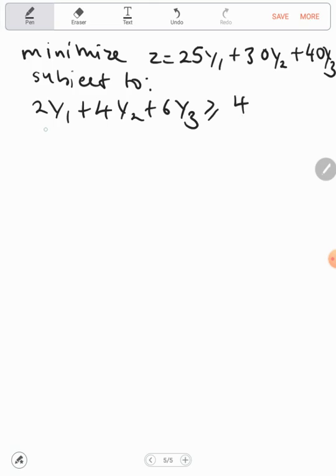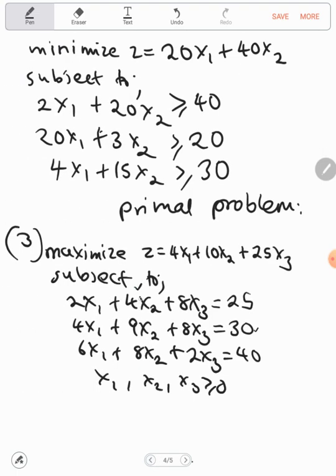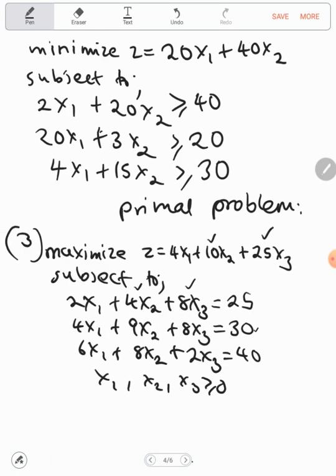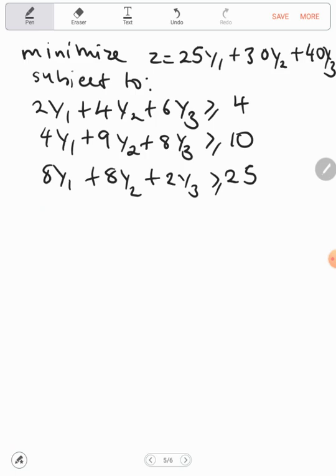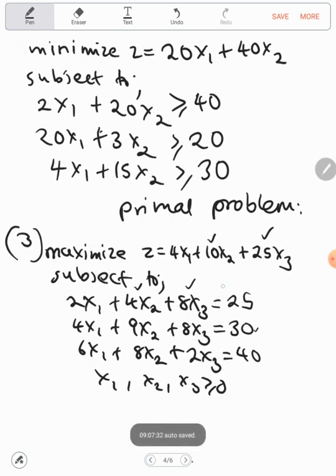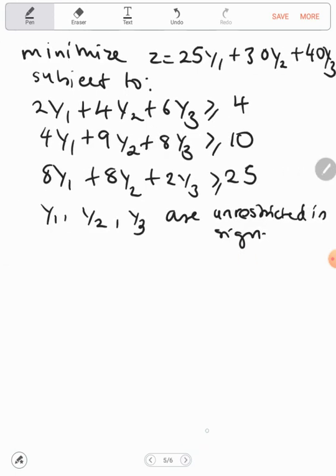4. Then 4y1 plus 9y2 plus 8y3 greater than or equal to 10. So this is coming from the second column here, and then this is the value that you get on the right hand side. Then the next one will be 8y1 plus 8y2 plus 2y3 greater than or equal to 25. So you have to explain here that y1, y2 and y3 are unrestricted in sign. It does not matter what sign they will have. They are unrestricted because the constraints had the sign equal to. That's how you formulate the dual.